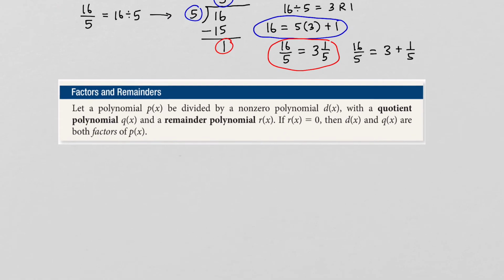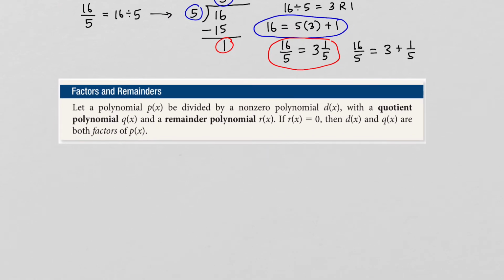Now let's talk about factors and remainders. So it says here, let a polynomial p of x be divided by a non-zero polynomial d of x, and it has a quotient q of x, and a remainder polynomial r of x. If the remainder is 0, then we say that d of x and q of x are both factors of p of x. So to show you an example of this, again, let's take a very simple example. Suppose I asked you to do 15 divided by 5.